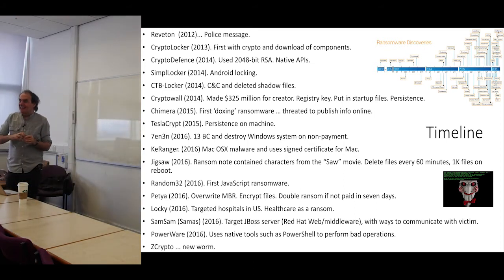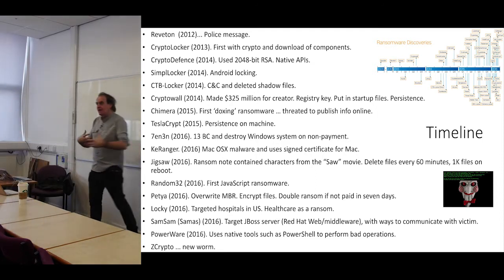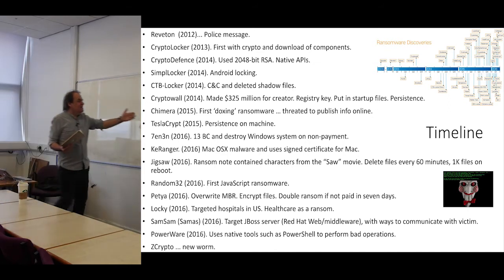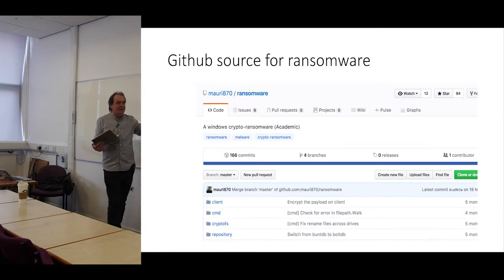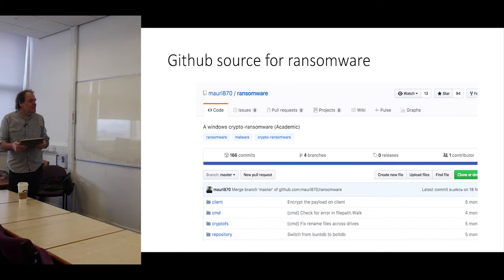So worms are back, and worms spread over a network looking for places to infect. That's quite scary, because once the worm is behind a firewall, it can spread across the whole network. Okay, so that's where we are, and you can really see that 2016 was a big time for ransomware, and it increased greatly. And now you just can't get rid of it because it's on GitHub.